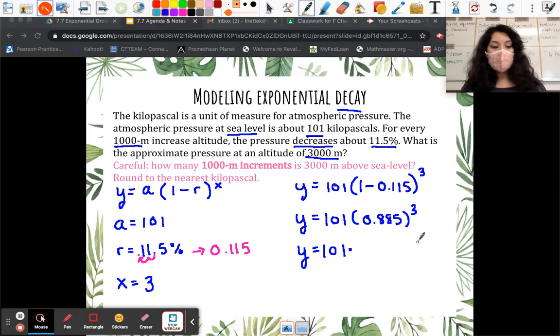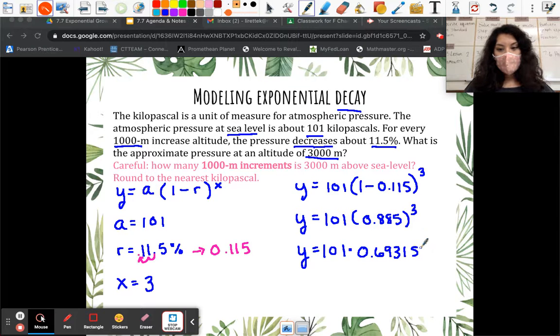Now I'm going to evaluate that power, and I'm going to write a few decimal points, and I'm not going to clear it if it doesn't terminate. I'm going to round at the very end. So 0.885 to the power 3 gives me 0.693154, and it just keeps on going. Now, without clearing that decimal, I'm going to multiply that value with 101, and I get 70.008, and it just keeps on going.